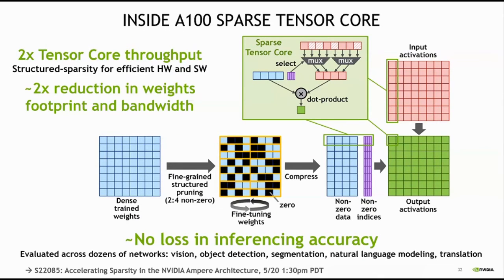Now, the second part is the sparsity accelerator. So what we see is, in a lot of these transformer architectures today, we see that a lot of these matrices have a lot of zero values or numbers which are very close to zero, right?